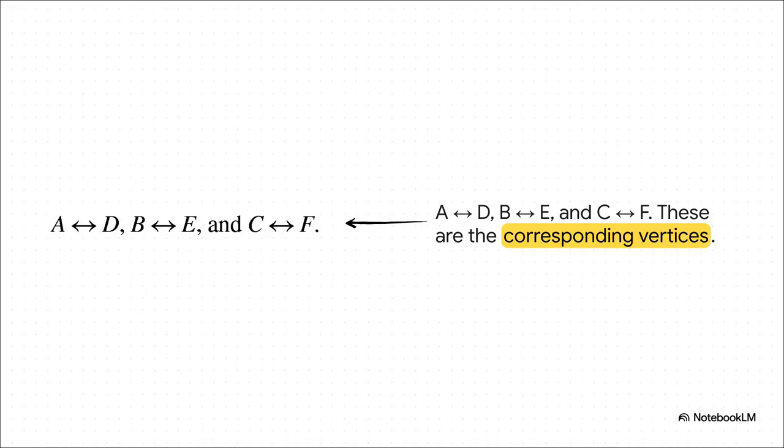So this statement is telling us that the first vertex listed, A, corresponds to the first vertex on the other triangle, D. The second vertex, B, corresponds to E. And you guessed it, the third one, C, corresponds to F. We call these pairs of corresponding vertices.